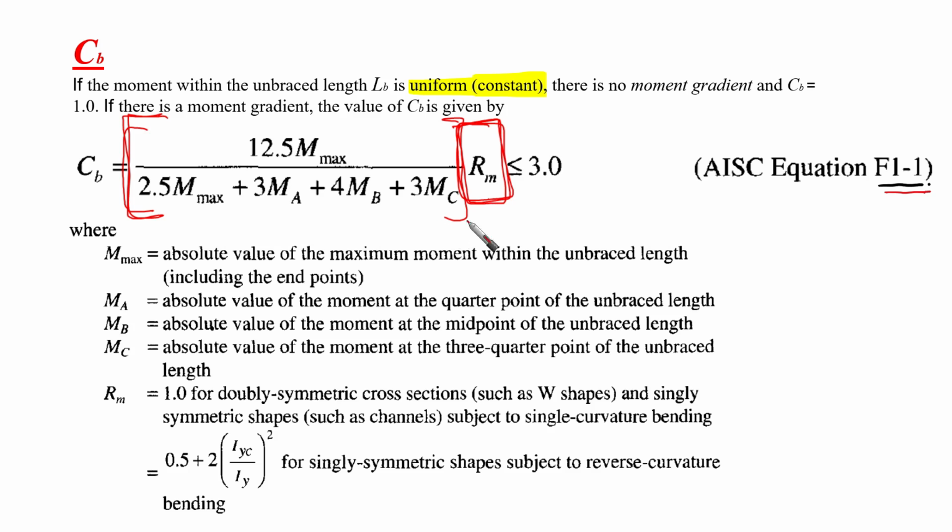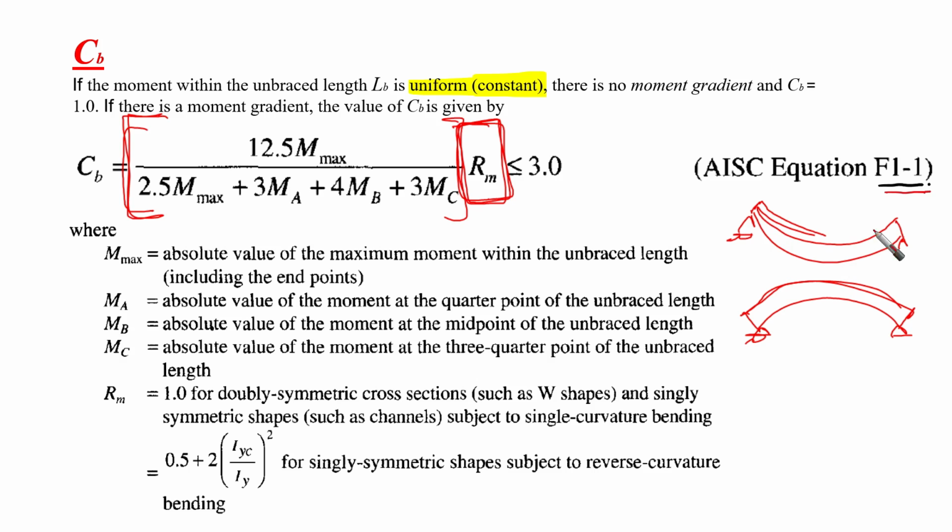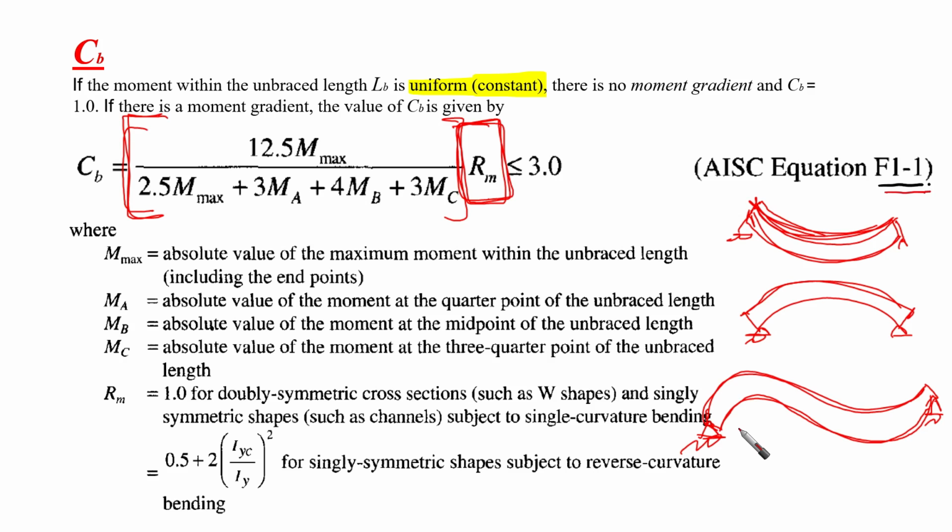Sometimes we have single curvature, something like this, where the whole element is going to bend in one direction. We call this single curvature. Sometimes we have double curvature, something like this, which means that the element is going to experience different types of curvature. So this part, Rm, deals with whether the beam is going to bend in single curvature or double curvature.